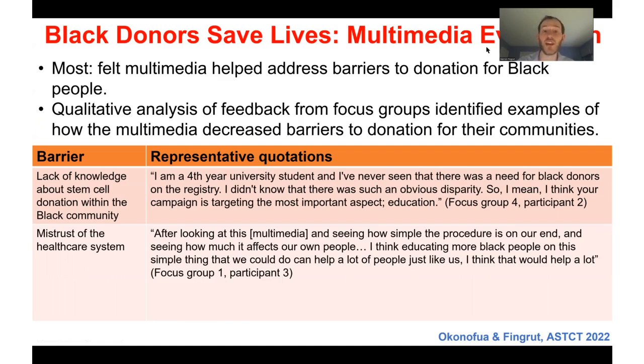And qualitative analysis of feedback from focus groups identified specific examples of how that multimedia decreased barriers to donation for these communities. And you can see the example I'll list here with respect to mistrust of the healthcare system. Quote, after looking at this multimedia and seeing how simple the procedure is on our end and seeing how much it affects our own people, I think educating more Black people on this simple thing that we could all do to help a lot of people just like us, I think that would help a lot.